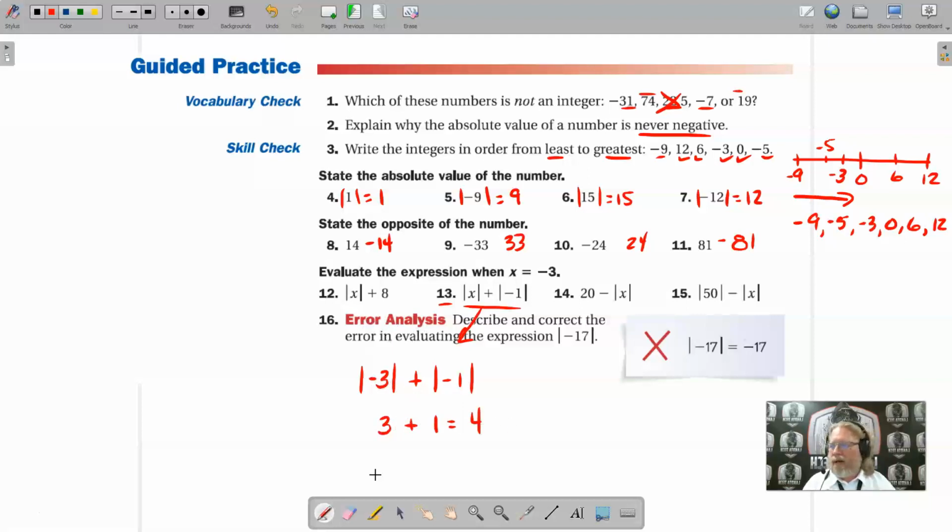They want to know about error analysis. I'm going to erase this a little bit so we can read through the directions there. Error analysis. Describe and correct the error in evaluating the expression absolute value of -17. Well, this is wrong. Why? Hopefully you've noticed they gave a negative answer. And this is all about absolute value. Notice the bars. It's all about distance. Distance can't be negative, so in that case, it would have to be +17.